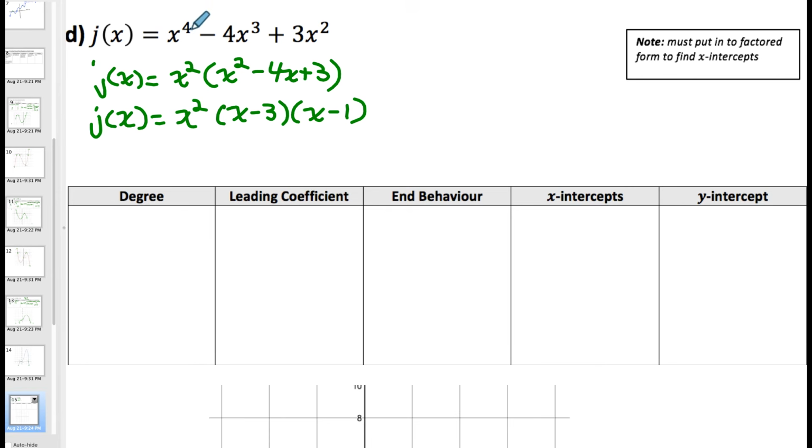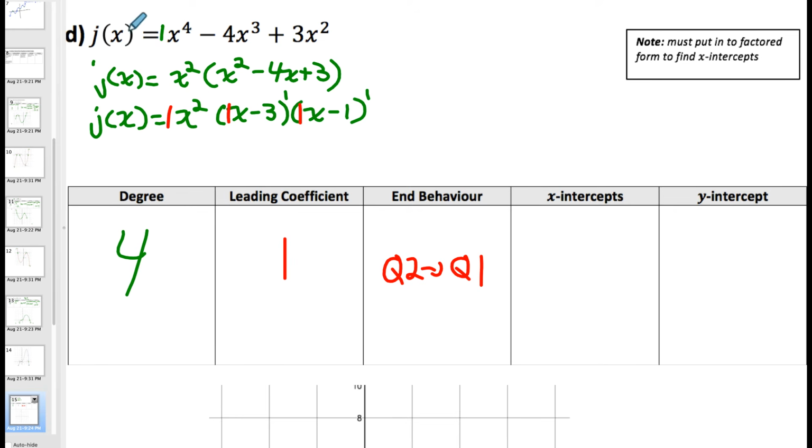Degree, well, I could tell that from standard form, it's degree 4, or I could add the exponents on the factors that have an x, 2 plus 1 plus 1, 4. Leading coefficient, well, I can tell here it's 1, but I could also figure that out by multiplying the coefficients of the x's. 1 times 1 times 1, that's 1. End behavior, positive leading coefficient, even degree, that means from Q2 to Q1.